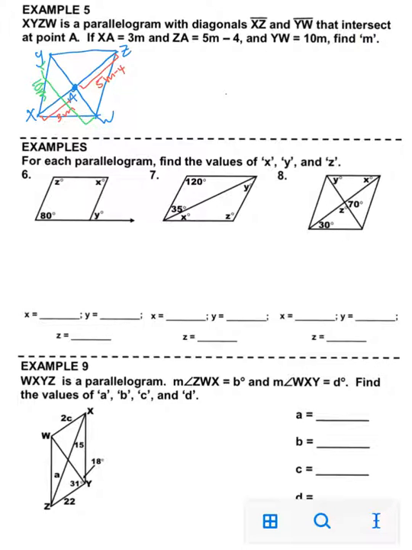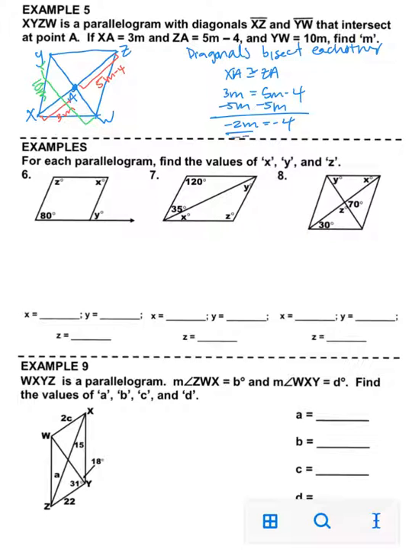So this problem, they try to trick you. But again, go back to your properties. So if we look, this problem is dealing with diagonals. So you want to think about what property deals with diagonals. So there's only one. The one property says that diagonals bisect each other. So that means that XA would be congruent to ZA. So we would just set an equation with those two segments. So 3m is equal to 5m minus 4. So here if we were to solve for m, we can subtract 5m from both sides, giving us negative 2m is equal to negative 4. Divide by negative 2, and we get that m is equal to a positive 2.